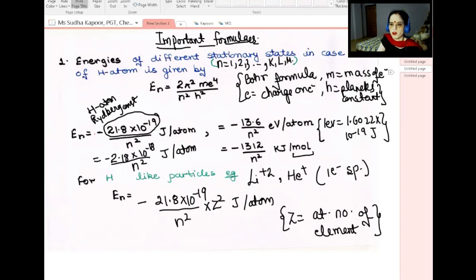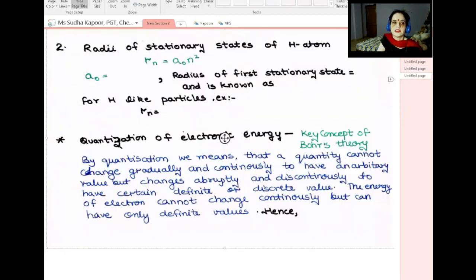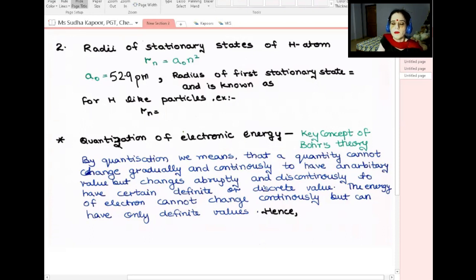Now coming to some other important formulas of the same topic, that is the formula of radii. We always say that each orbit has a fixed radius. The radii of the stationary states of the hydrogen atom as given by Bohr is Rn is equal to a naught n square. Now you must be revising again and again that n represents the integer value, that is n is equal to 1, 2, 3, 4, the number of the orbit, which we used to call KLMN. Now what is the value of a naught here? It is 52.9 picometer.